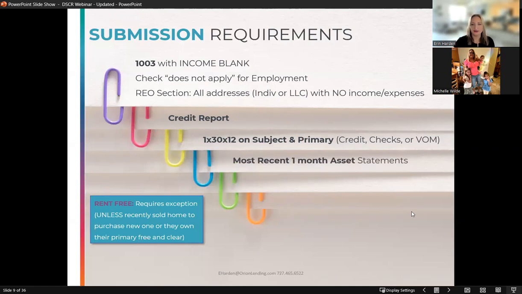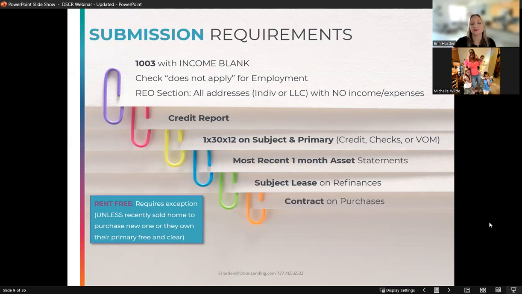So we're also going to need 30 days of asset statements on what we're using for reserves or funds to close. If it's a refinance, we're also going to need to know what they're renting it for now, so we would need the lease. If it's a purchase, it's fine if it's vacant. By the way, we're also okay with vacant properties on refis if they were recently rehabbing the property, making improvements for us, and you can show that, then we're okay with refinances being vacant as well.